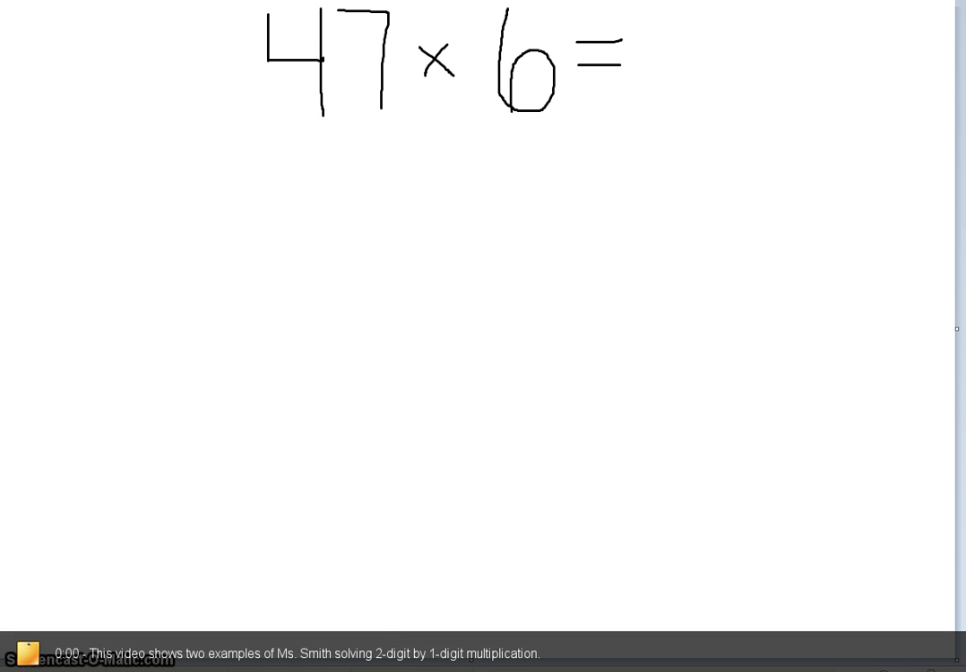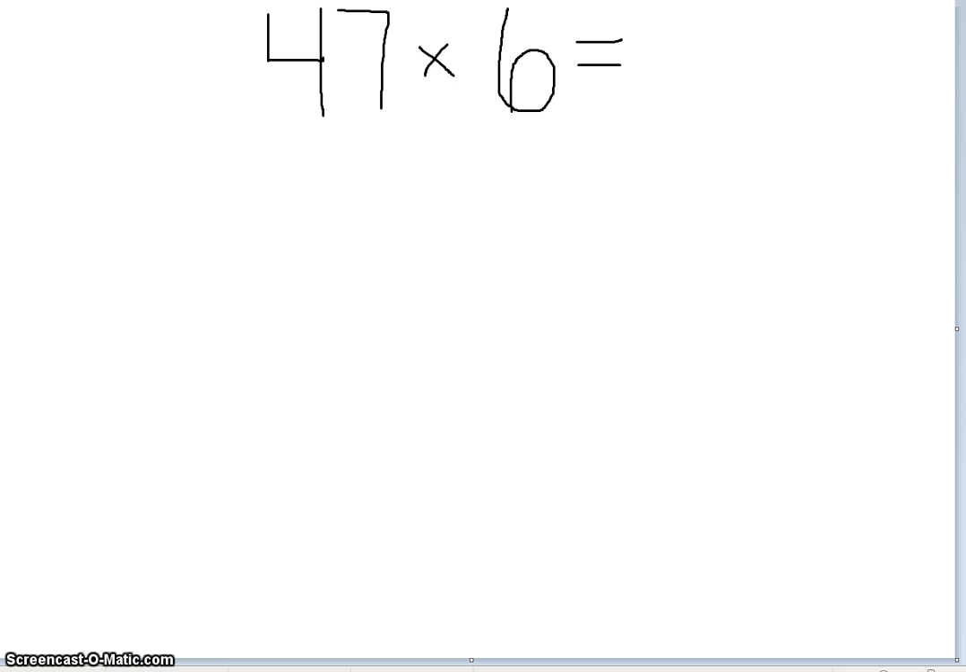Today I'm going to show you how to solve a 2-digit by 1-digit multiplication problem by using the distributive property, or we simply call it the break-apart method. What we're going to do is take our 2-digit number and break it down into 2 or more simpler problems. So I'm going to start with this number, and using what I know about place value, I know that the value of the 4 is 40, and the value of the 7 is 7.